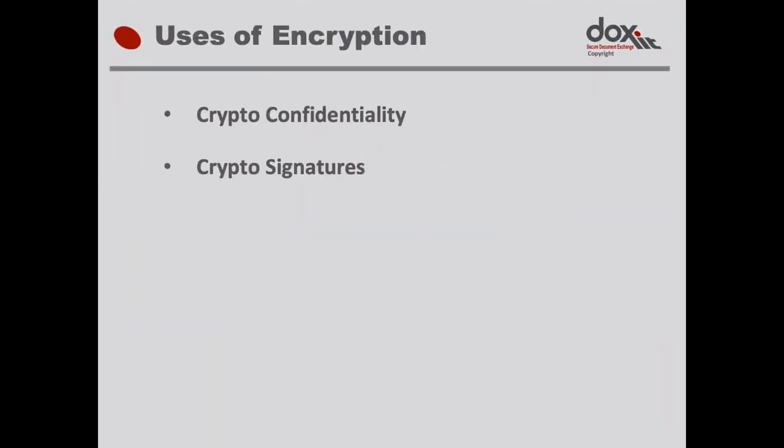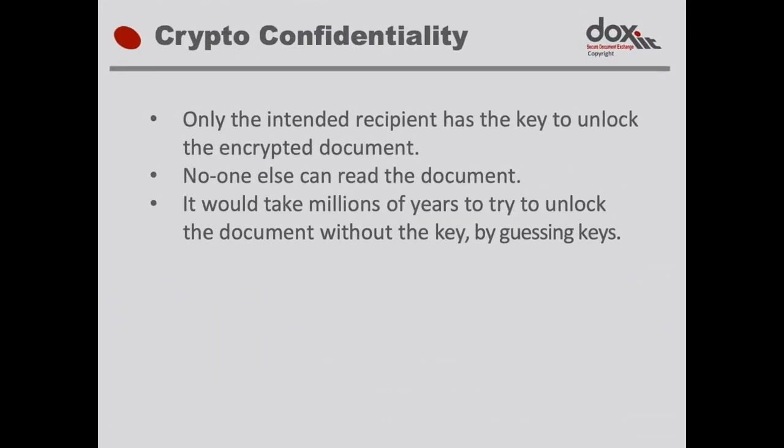Encryption is at the foundation of electronic document security. In this video we discuss two applications of cryptography: crypto confidentiality and crypto signatures. Encryption can be used to ensure the confidentiality of a document. Only the intended recipient has the key to unlock the encrypted document. No one else can read the document, and we saw in part 2 that it will take millions of years to try and unlock the document by just guessing random keys.